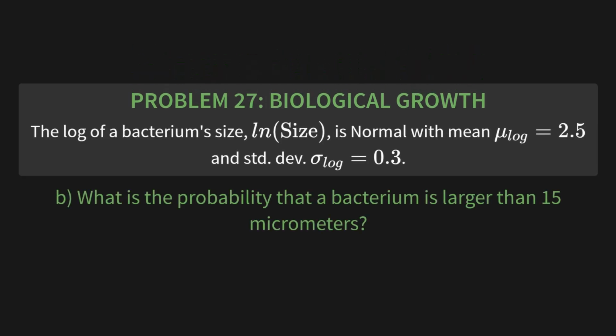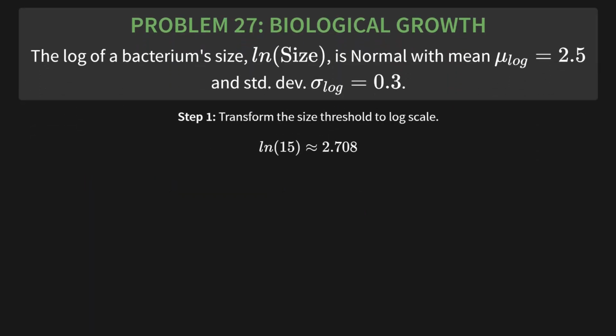Okay, let's apply this. For Part B, the log of a bacterium size, that's ln of size, is normal, with a mean of 2.5 and a standard deviation of 0.3. The question is, what is the probability that a bacterium is larger than 15 micrometers? First, step 1. We have to transform our size threshold to the log scale. So we take the natural log of 15, which is approximately 2.708.